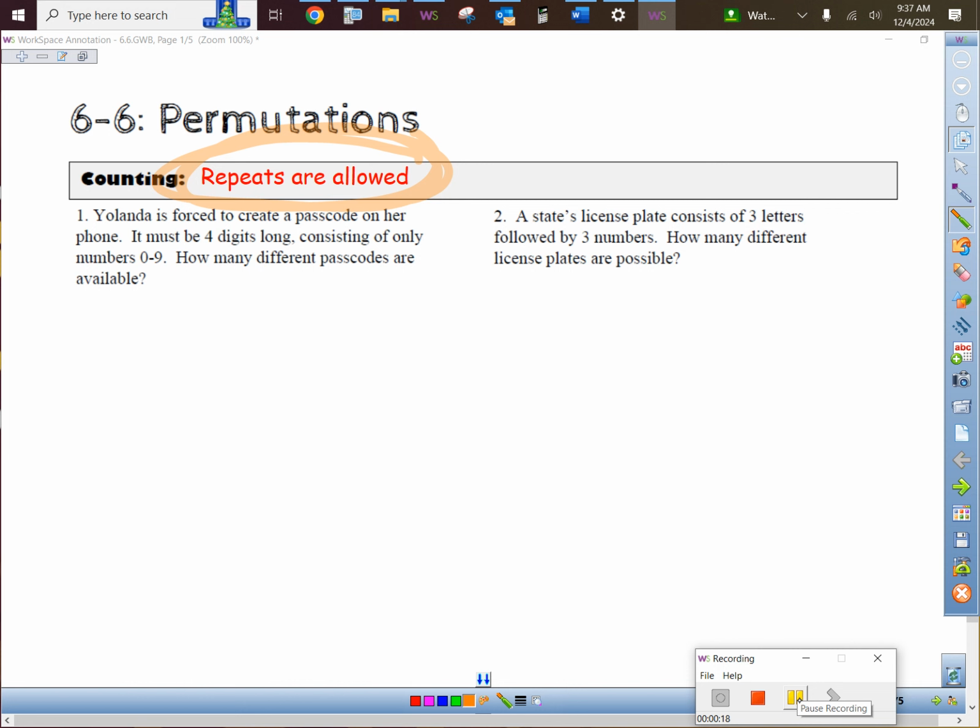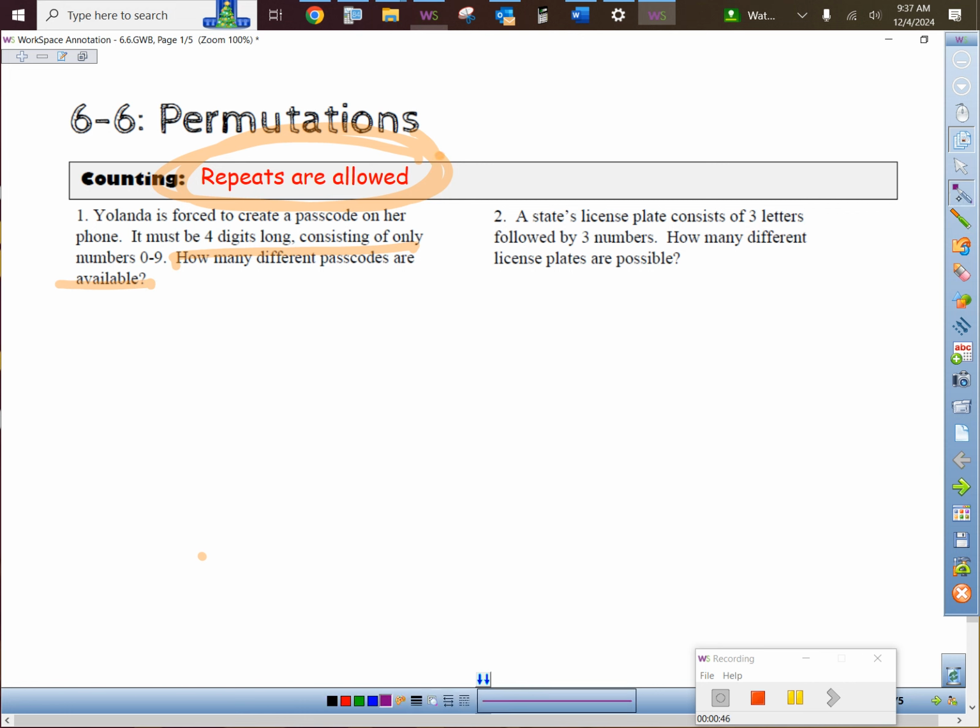So Yolanda, our special guest who shows up a lot in these, is forced to create a passcode for her phone, right? You know, like the passcode to get into your phone. It must be 4 digits long, consisting of only numbers 0 through 9. How many different passcodes are available? Let's talk this through. Can she use the same number more than once on her passcode? A lot of people do. So repeats are allowed.